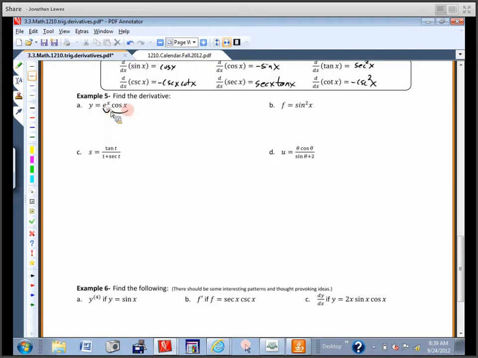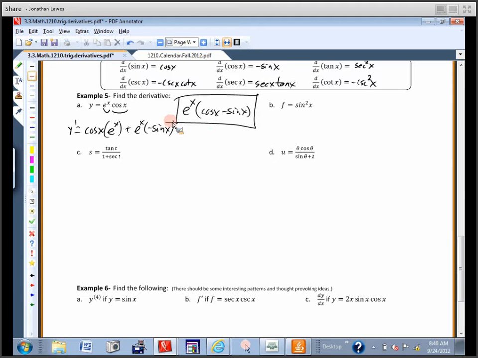So here's the first and here's the second. So y prime is going to be second times the derivative of the first, and if you need to put that in parentheses, please do, plus the first times the derivative of the second, and the derivative of the cosine is negative sine. So if I clean this up just a little bit, I'd have e to the x, and I'd have a cosine of x minus sine of x. Easy enough, right?